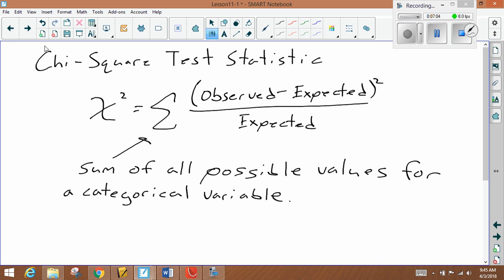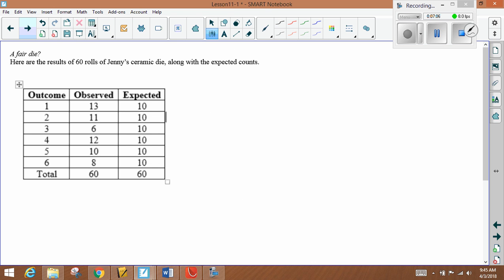Let's go ahead and calculate a statistic. All right. So Jenna rolled the die, and she got this real close.